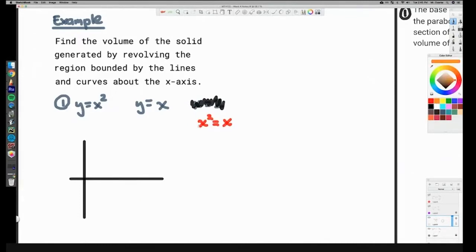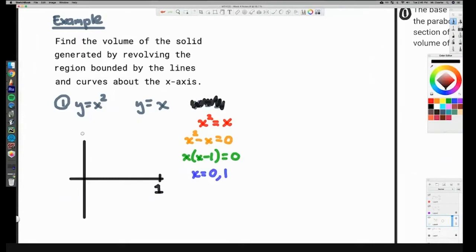Where they're equal, that's where they're going to intersect. I'm going to subtract off the x here, and factor an x. And then I'm going to solve. x equals 0, x equals 1. So that's where it's bounded, and that's what I'm going to draw. I'm going to go to 0 and 1.